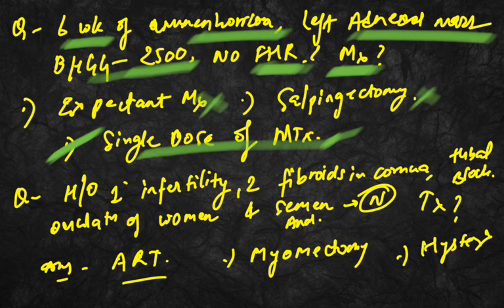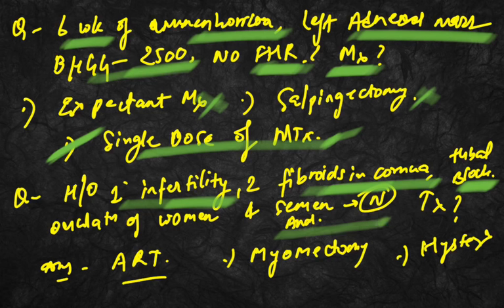Now, history of primary infertility with two fibroids in the cornua and associated tubal block, semen analysis is normal, and ovulating woman. So what will be the treatment for that? ART will be the treatment, and not myomectomy and not hysterectomy.